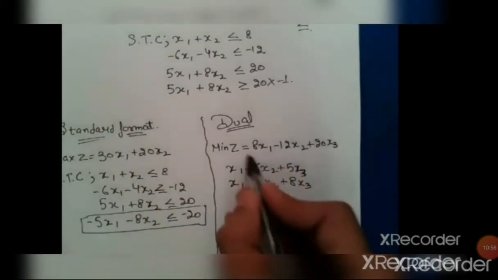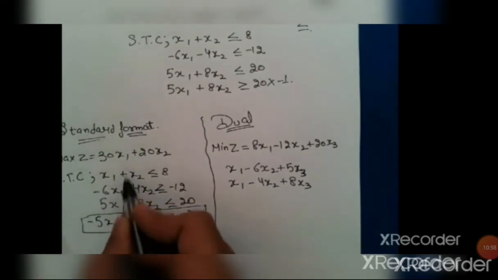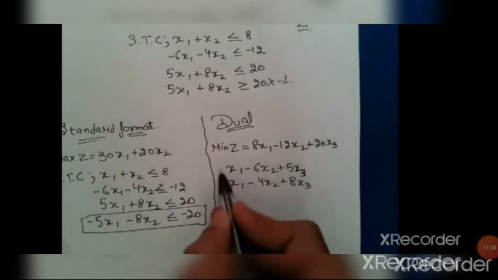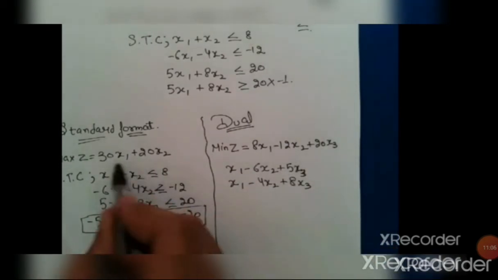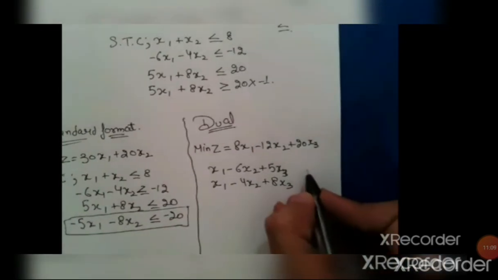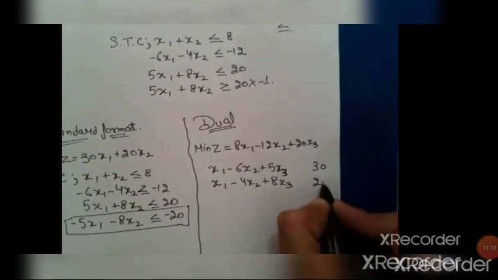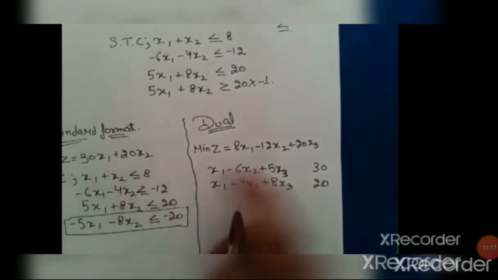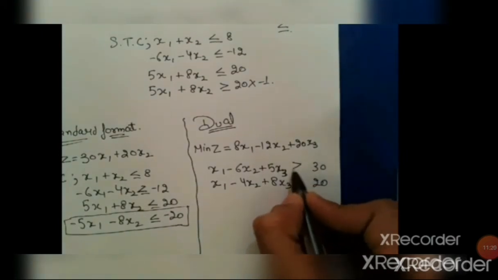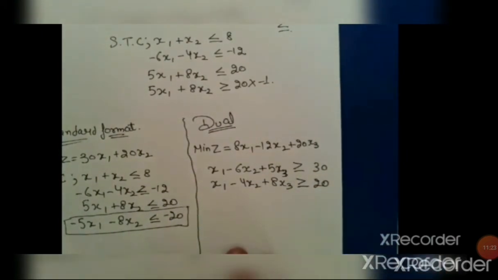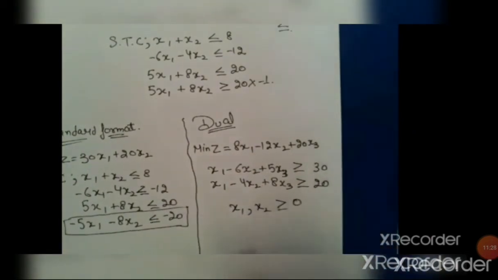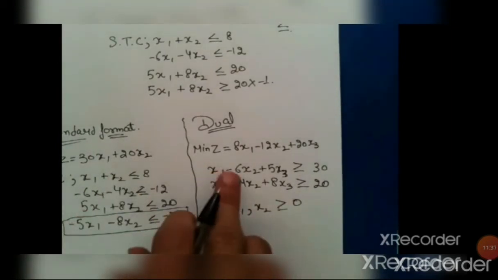So in the first equation, the right hand side becomes the objective function. In the second equation, the objective function of the first becomes the right hand side. Okay. Here you can see there is a shift of constraint and objective function. Here it is less than or equal to, that's why it is maximized. Here it is minimized, that's why we keep the greater than or equal to sign. Where x1, x2 is greater than or equal to 0.